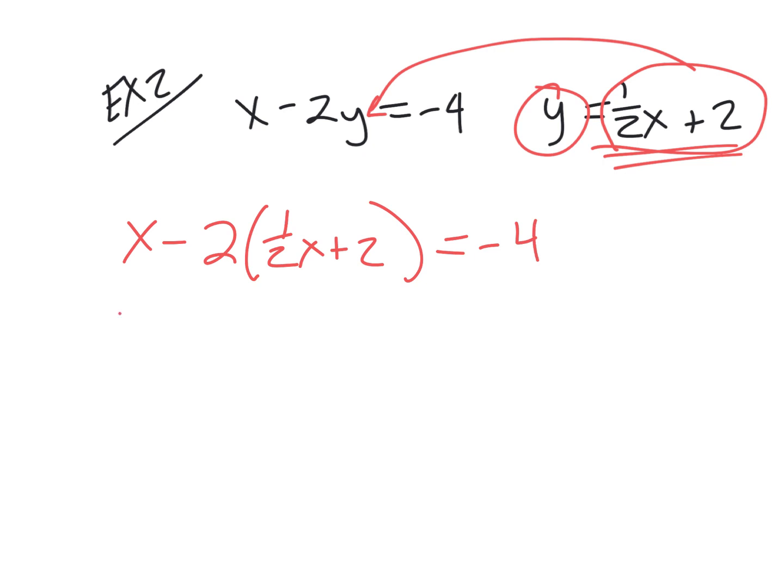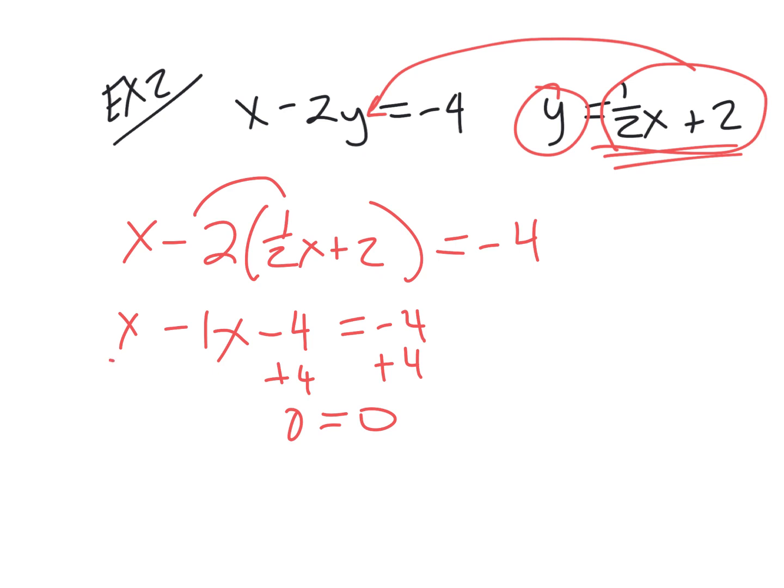Okay, so then do the math. I have x, what's negative 2 times 1/2? It's just negative 1x. Negative 2 times 2 would be negative 4. And then I add 4. Then I get 0 equals 0, because x minus x cancels. Now, does 0 equal 0? Yes. So it'd be all real numbers. In this case, it would be many solutions.